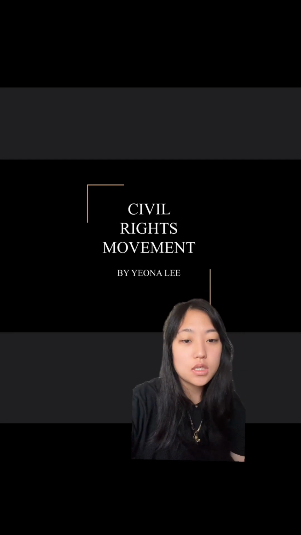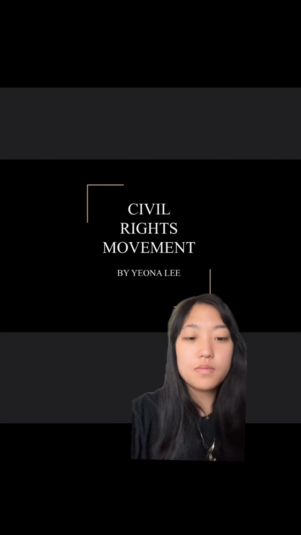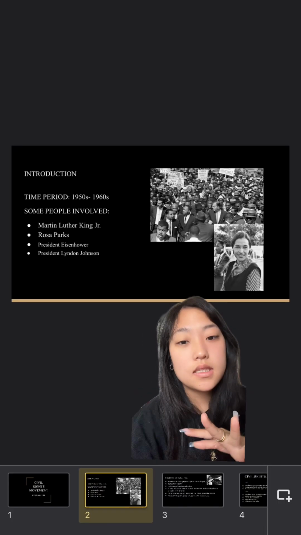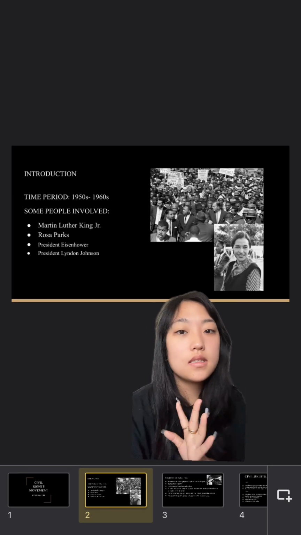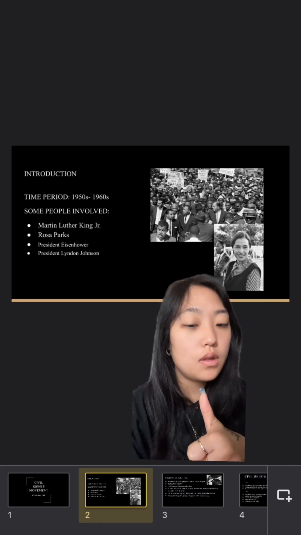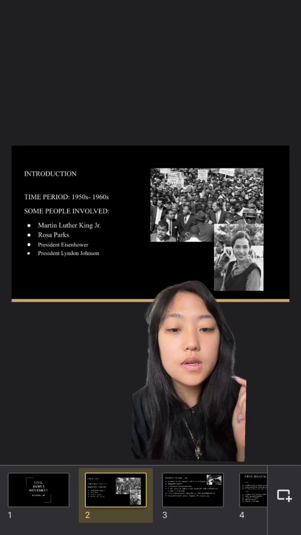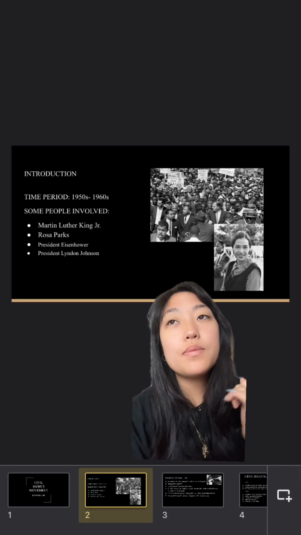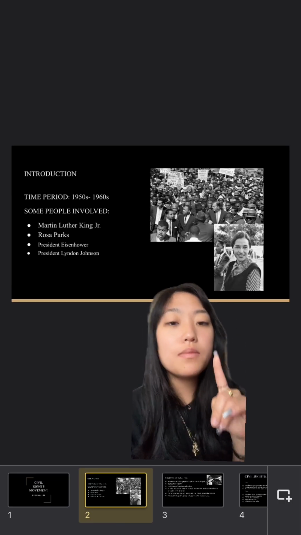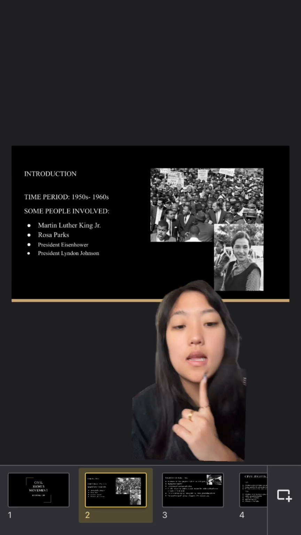My presentation is on the civil rights movement. The civil rights movement happened around the 1950s to 1960s, and some people that were involved were Martin Luther King, Rosa Parks, President Eisenhower, and President Lyndon Johnson. The two presidents I will later mention in my other slides.